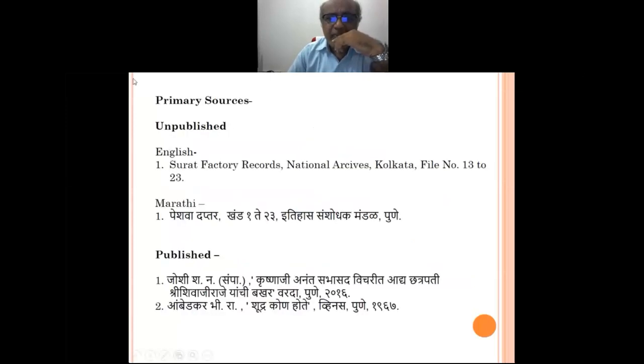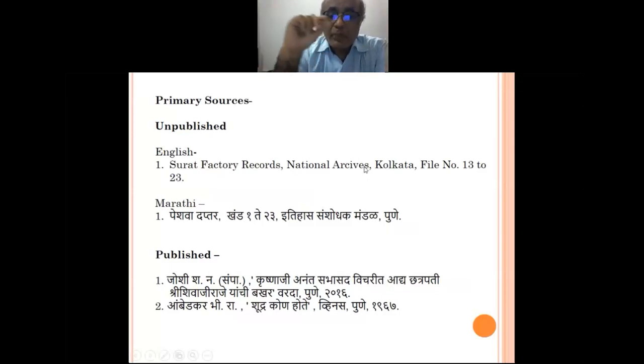So for example, here I'm starting with primary sources, and I have divided the primary sources into two categories, unpublished and published. Unpublished primary sources are kept in the archives generally, and you went to the archive, and there you found in English certain primary sources, and you refer to that. For example, Surat factory record, which you found at National Archive, Kolkata, file number 13 to 23. So this is how the bibliography is to be written.